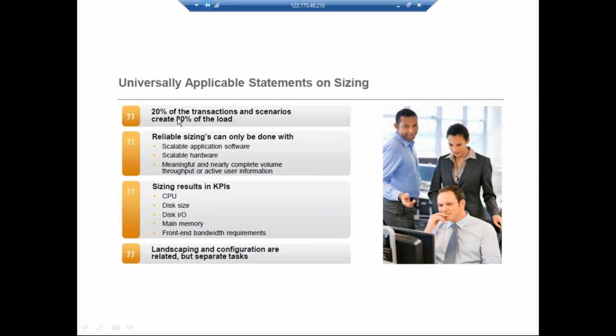First, what they mentioned here is 20% of the transactions and scenarios create 80% of the load. That's a fact. So identifying that is so important: the 20% of transactions which actually generate 80% of the workload. Generally, you see most of the people making the mistake. They focus on the remaining 80% of the transactions, which actually generate only 20% of the workload in the company.